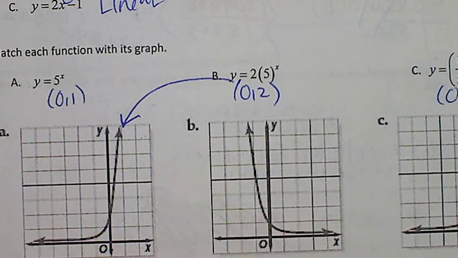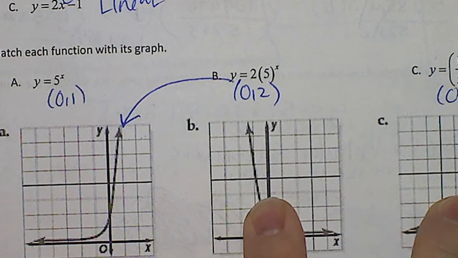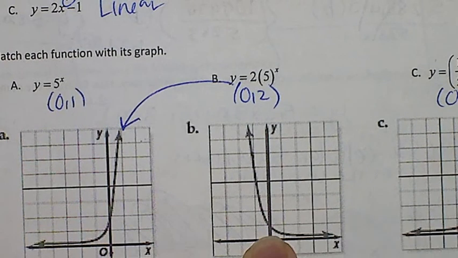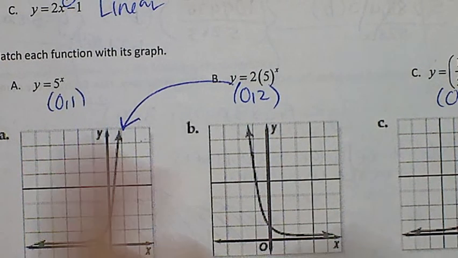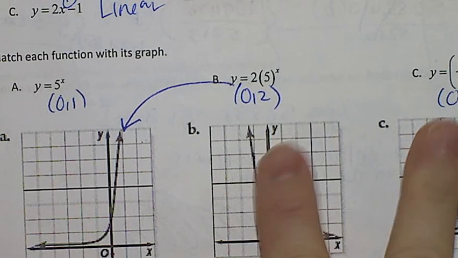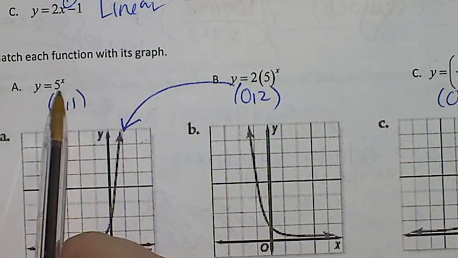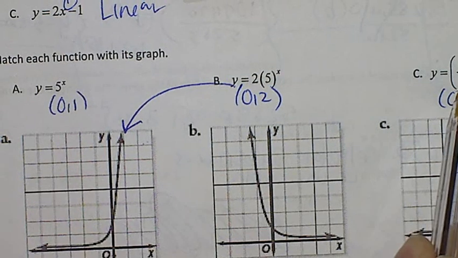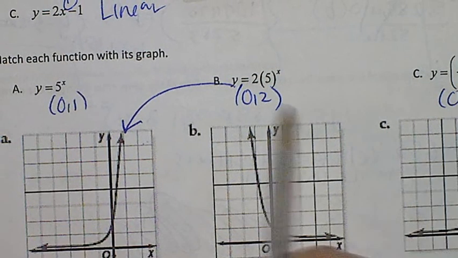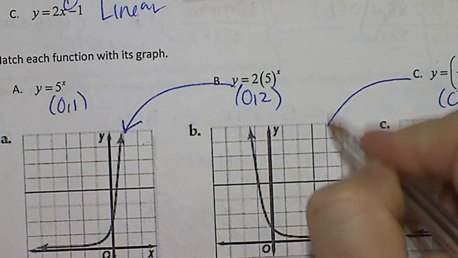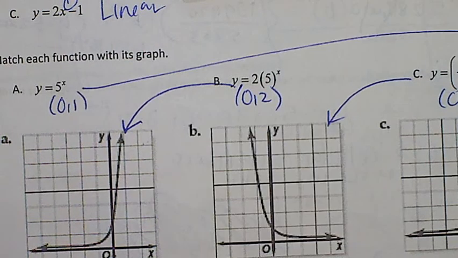Now let's look. So I have little b and little c left to match with B and C. They both have the same y-intercept. They both have positive A, so they're above the x-axis. But here, this is an example of growth. This is an example of decay. Would we classify this graph as growth or decay since it goes up to the left? Decay. And since it goes up to the right, this is growth.